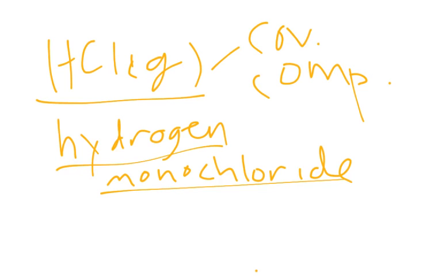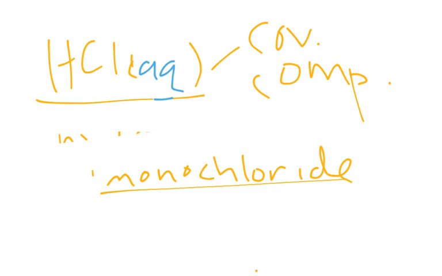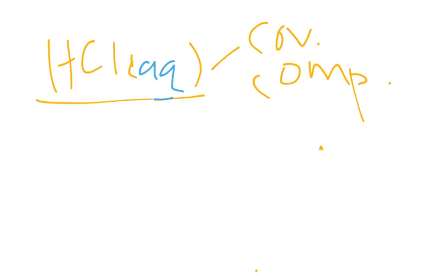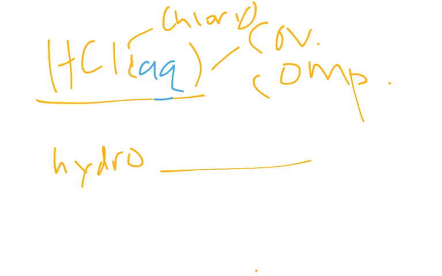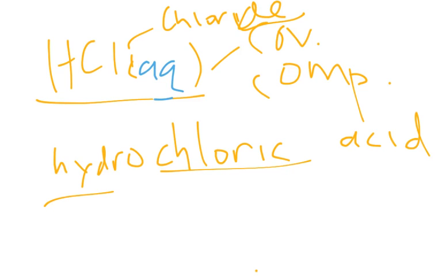Now, what if I changed this gas and I made it aqueous? Well, since it's aqueous, it's now an acid. So let's name it as if it were an acid. So this would be hydro, of course, because this is chloride. And if it ends with an ide, we have to use the hydro blank ic acid rule. So chloride would be chloric, so hydrochloric acid. Not so bad.